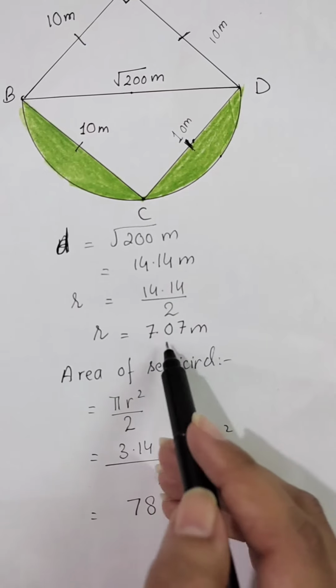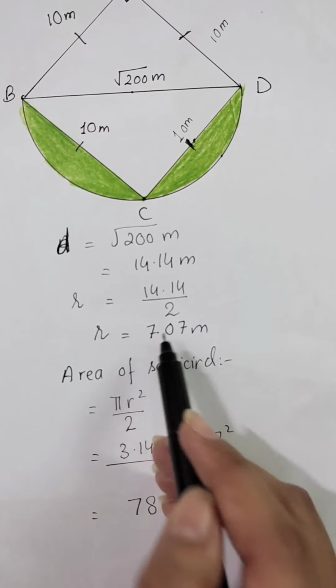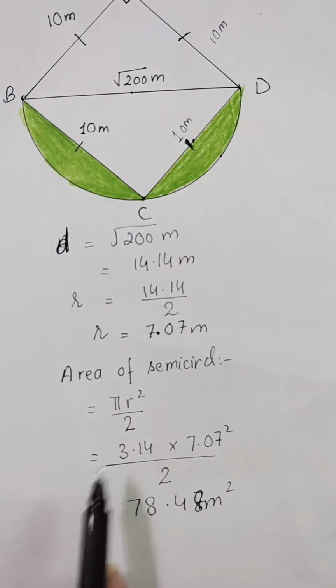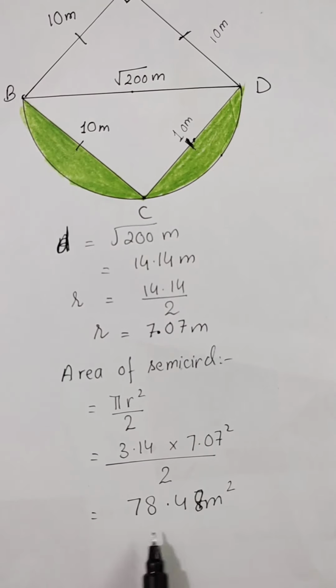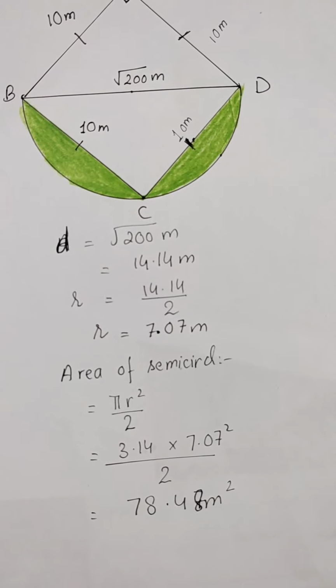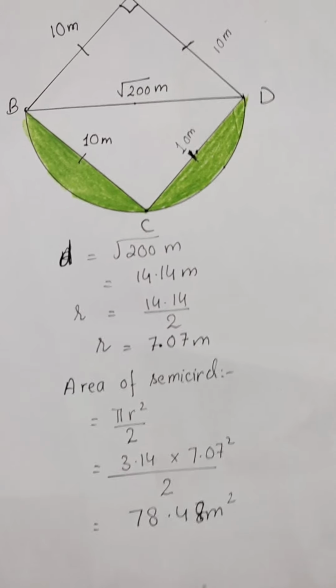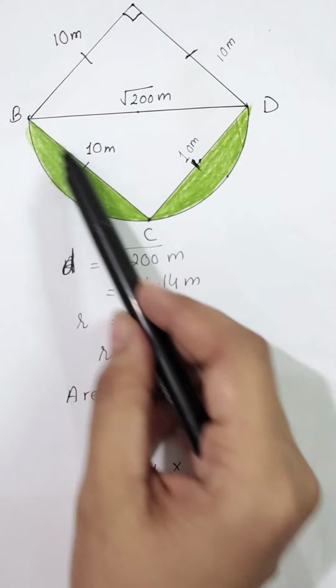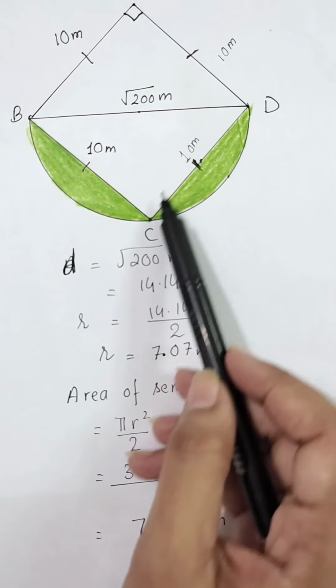7.07 meter. Now the area of the semicircle, the formula is pi r square. Putting in the values, you will get the answer 78.48 meter square. The next step is we will find the area of the triangle.